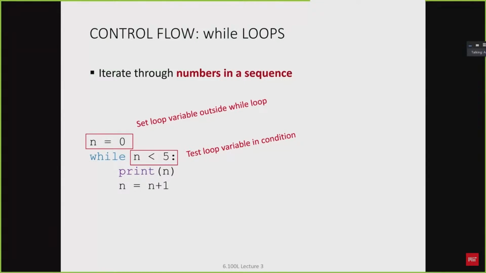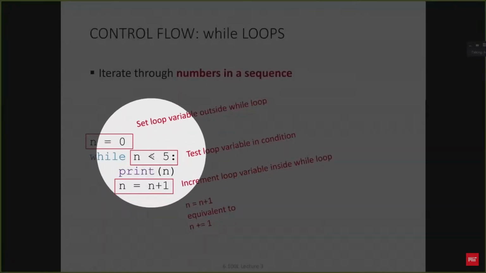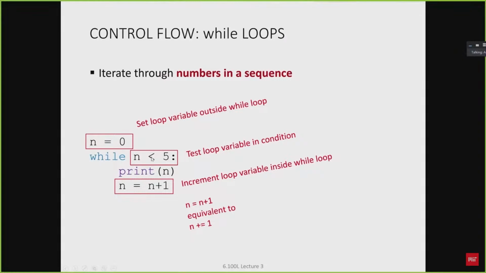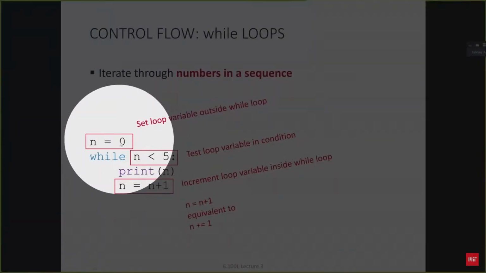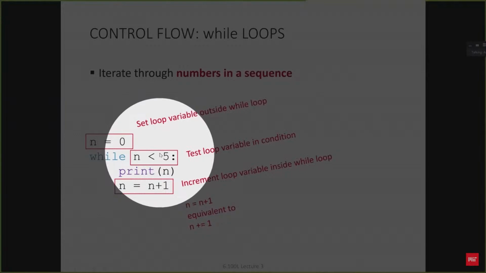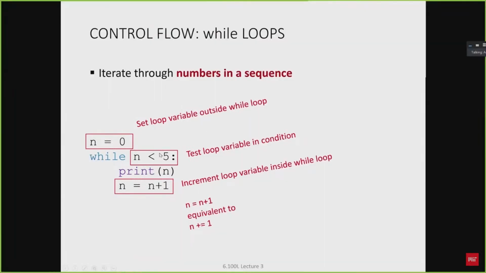And then within the while loop, you can do whatever commands you want to do with that n, but then you have to remember to change it in some way. Because if you don't change it in some way, this while loop condition will always be true. So here I'm incrementing n by 1 because it starts from 0. I want n to get to something above 5, which will lead to my condition becoming false.